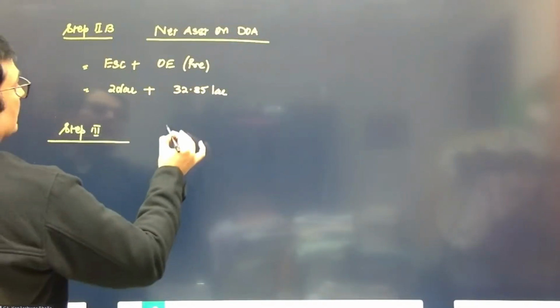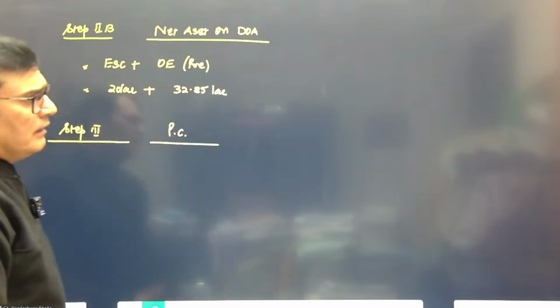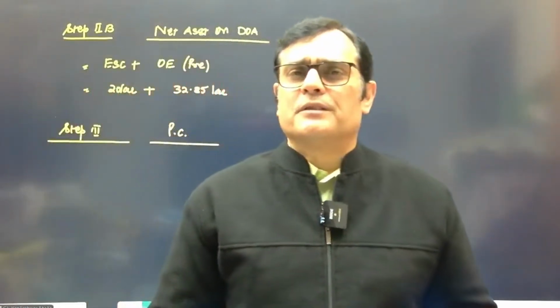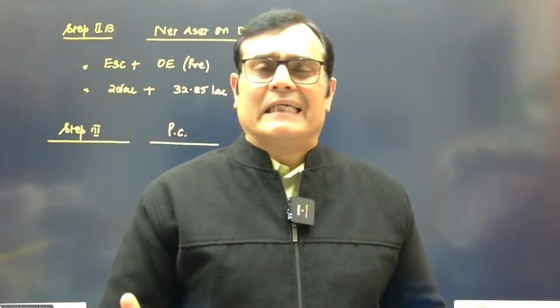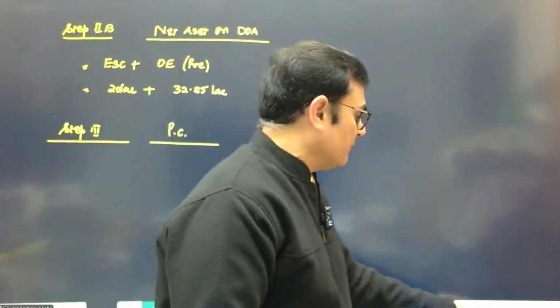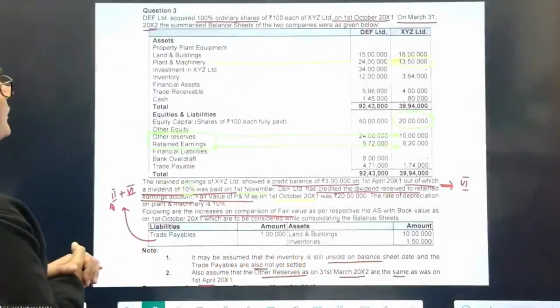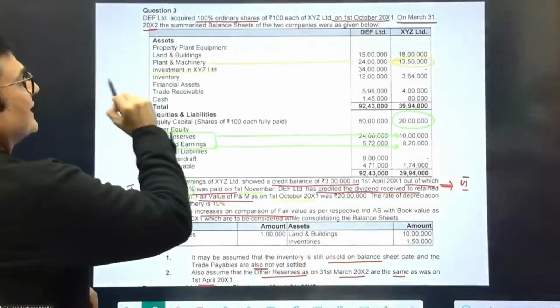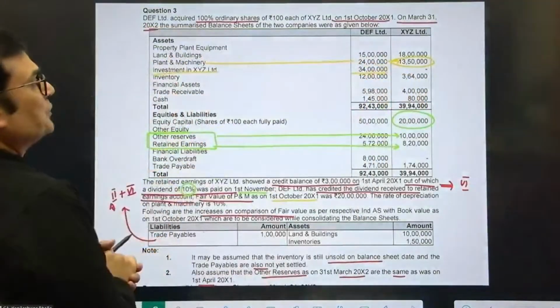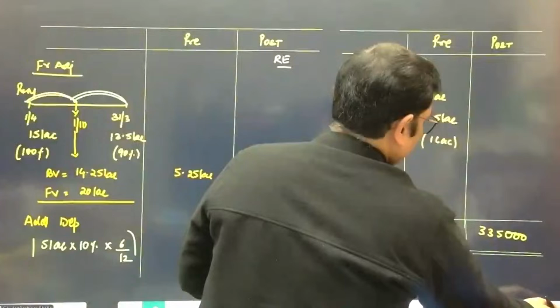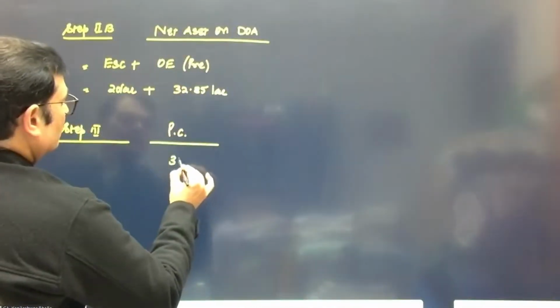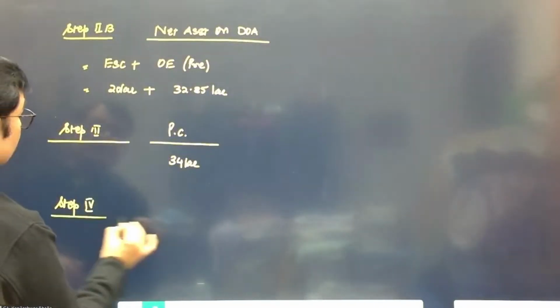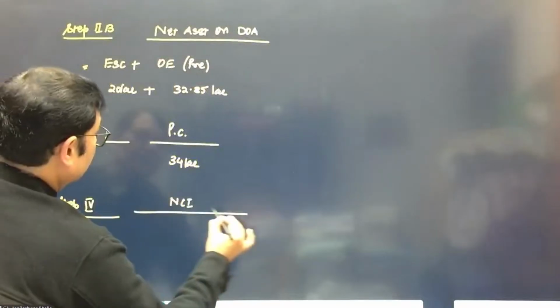And then we go on to step number 3. In step 3, we need the purchase consideration. In this case, getting the purchase consideration is not a big deal because it is already appearing as an investment in the balance sheet of the parent. The investment in XYZ is appearing at 34 lakhs in the balance sheet, so we can comfortably take this 34 lakhs here. So this is a total of 34 lakh. Then we go to step number 4, where we need to calculate the NCI, and we need the NCI now on the consolidated balance sheet date.